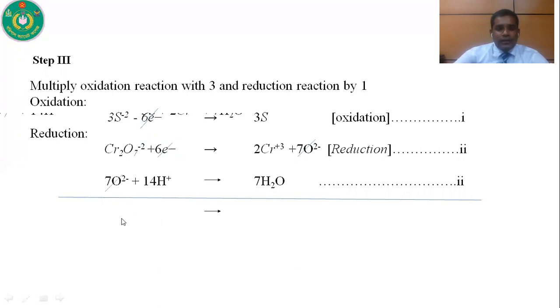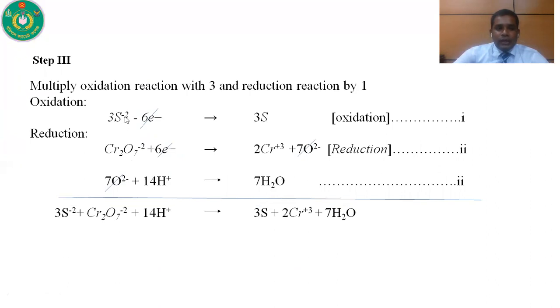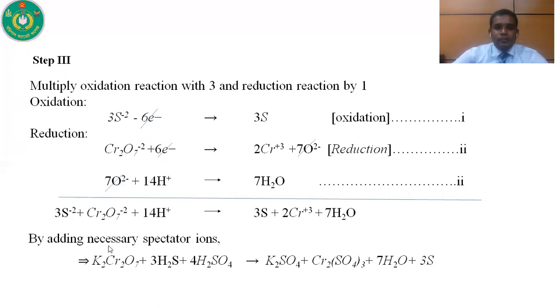So we can write that 3 S2-, Cr2O7 2- and 14 H+ on the reactant side, and on the product side, we can write 3 S, 2 Cr3+, and 7 H2O. So by adding the necessary spectator ions, we get the balanced equation. This is the final balanced equation for this reaction.